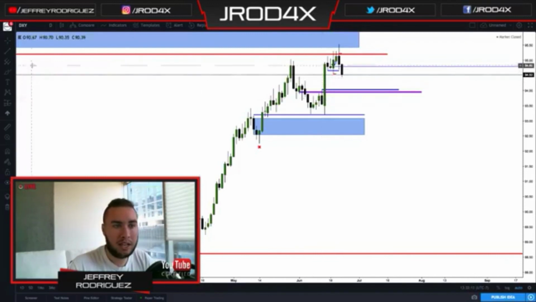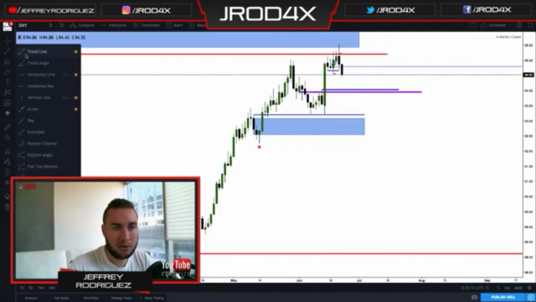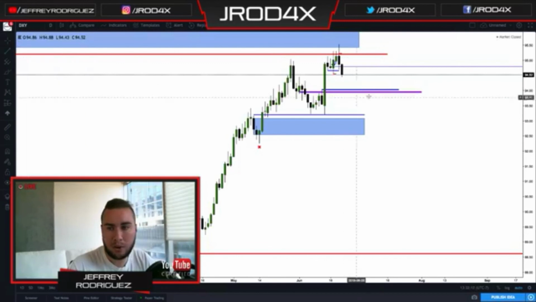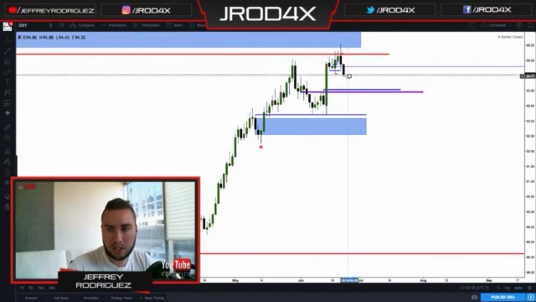Now, when we get to that level, again, I don't know if we're going to find support and push higher, but we have to watch what the market's doing. So if the market pushes into this level, and we're on a 15-minute time frame, and we see the market forming higher lows and higher lows and higher highs like this.